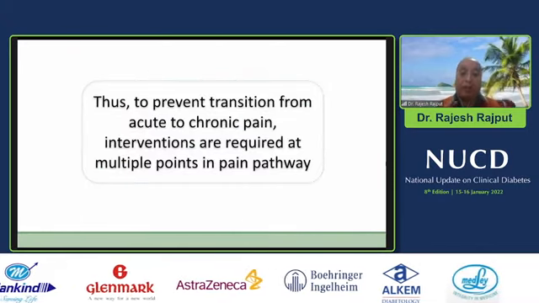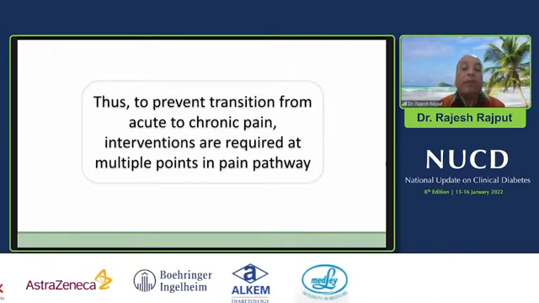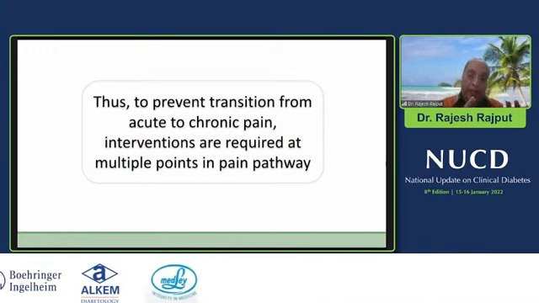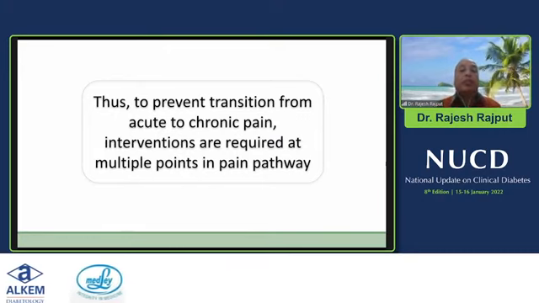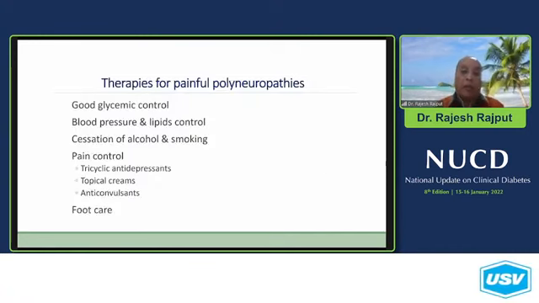Which means when we see a patient of painful leg syndrome in a diabetic patient, we have to first classify acute versus chronic. And then if we see an acute case, we have to prevent a transition from acute to chronic pain, and we have to act at multiple levels.